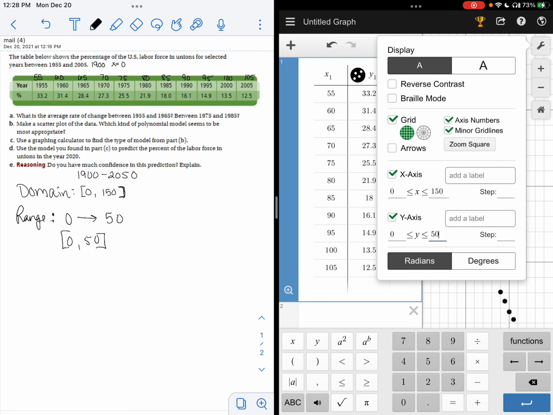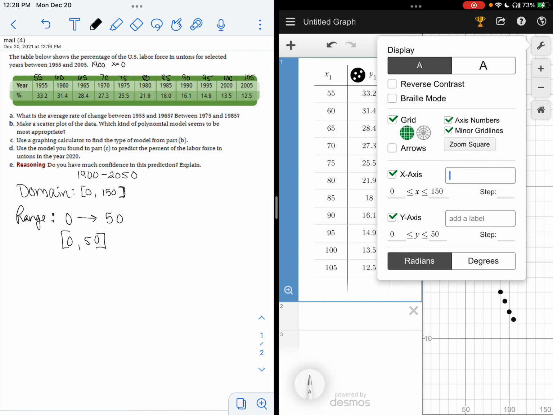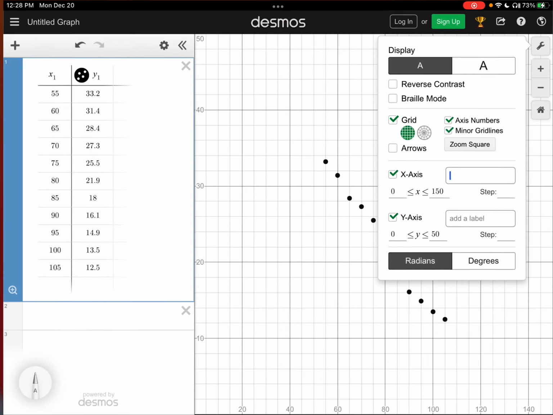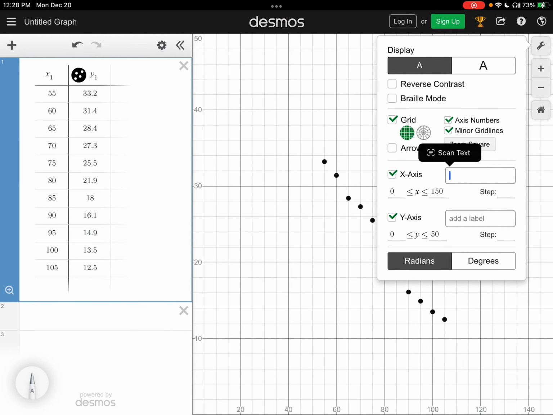And if you really wanted to, on your x-axis, you could even put a label on there saying year. That is kind of nice about Desmos. I'm going to have year and percentage. So I could type year. I'm going to have to get my keyboard up. Let's see if it takes. Year. There we go, percent. How'd that take? There we go, that looks nice.